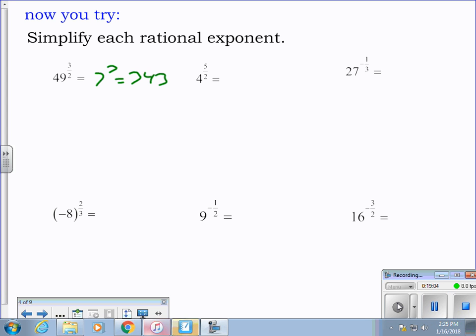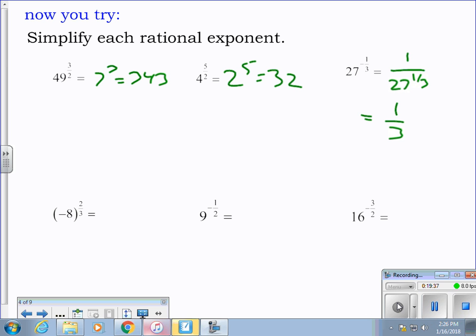Next one, I have 4 to the 5/2 power. The 2 in the denominator means I take the square root. So that gives me 2 to the 5th, which is 32. The next one, I know you haven't written down on your paper, it's negative 1/3. So this means I have 1 over 27 to the 1/3 power, which means 1 over the cube root of 27. So this gives me 1/3.